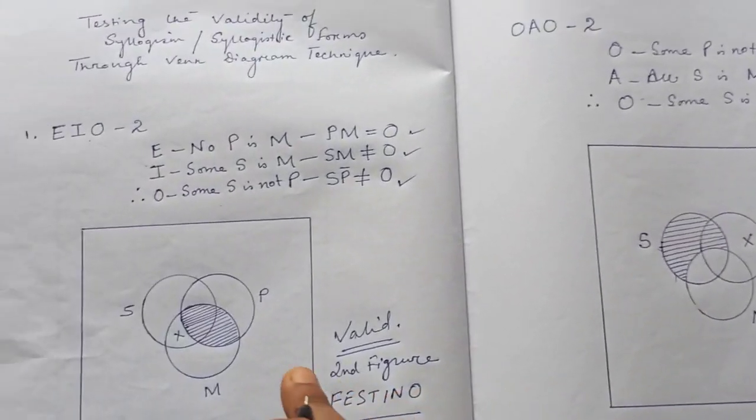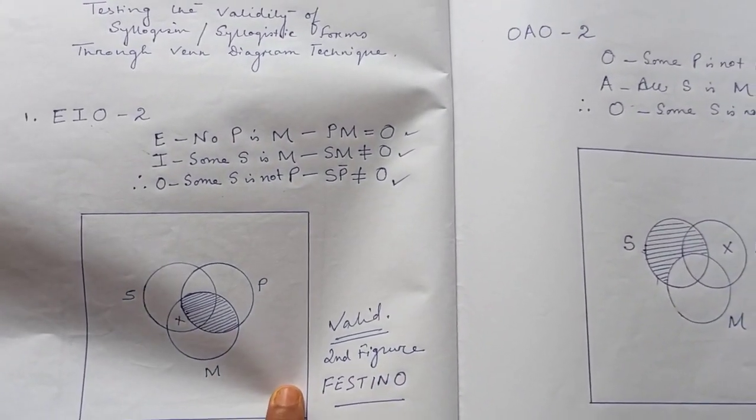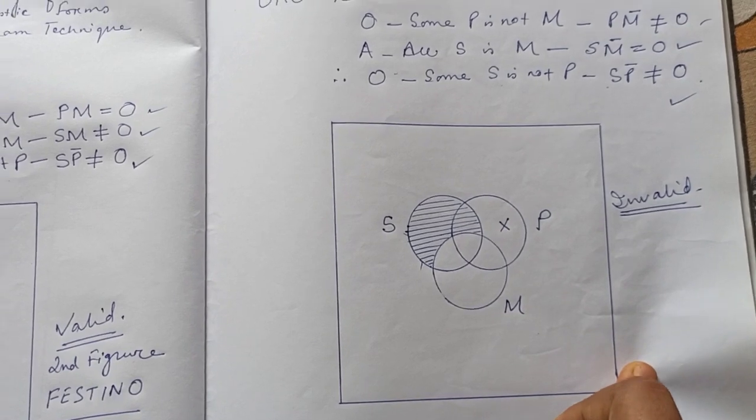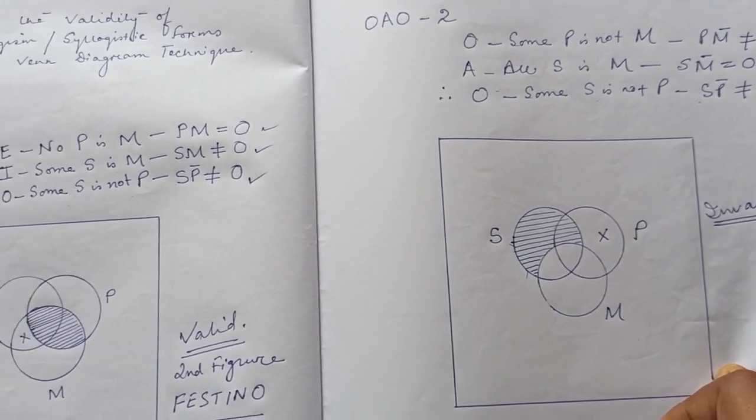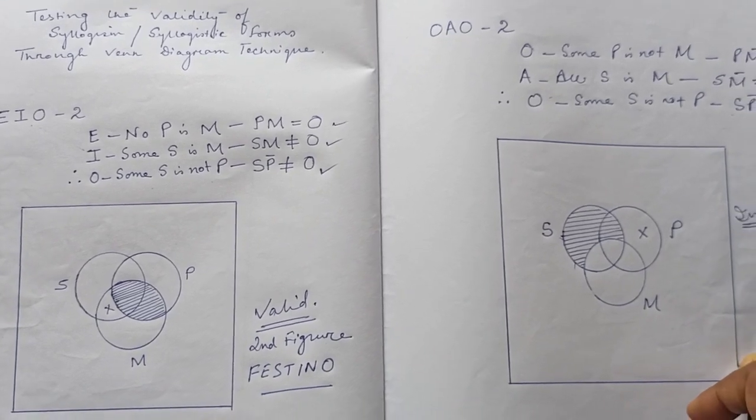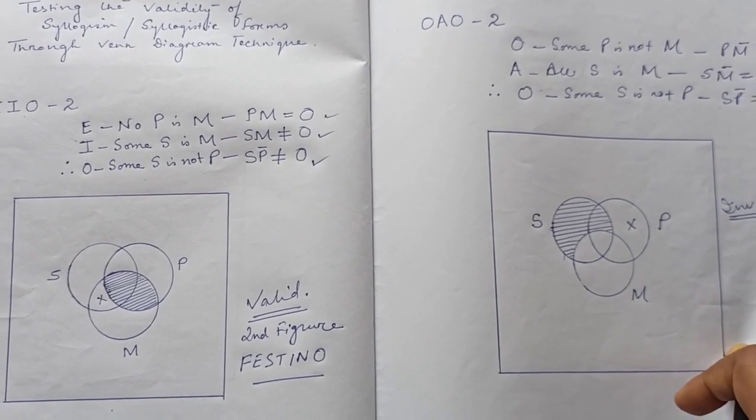So you see, we have taken a valid syllogism also, and we have also shown how a syllogistic form can be invalid. This is how you are to test the validity of syllogisms or syllogistic forms through the Venn diagram technique.